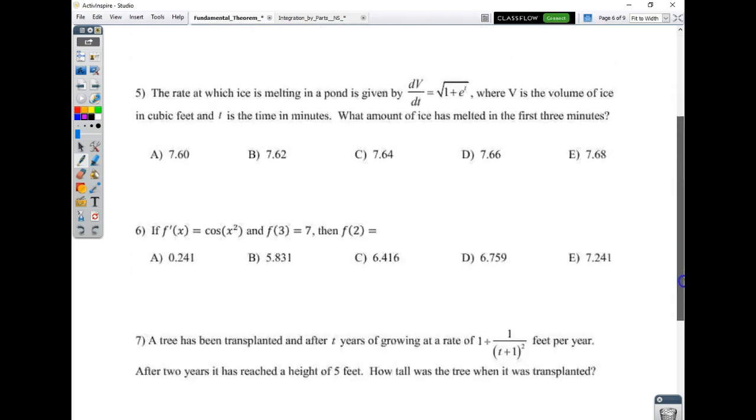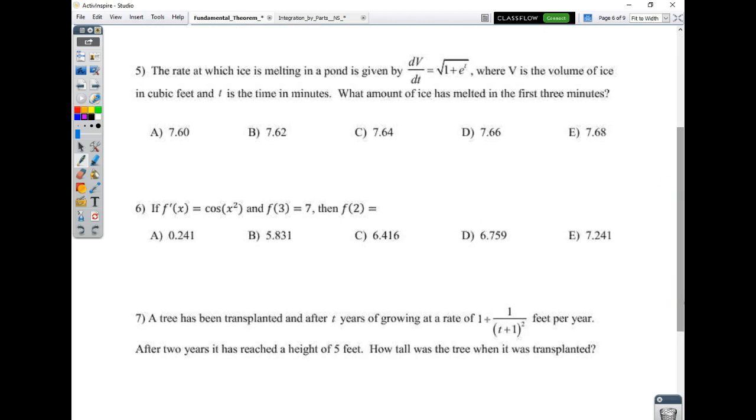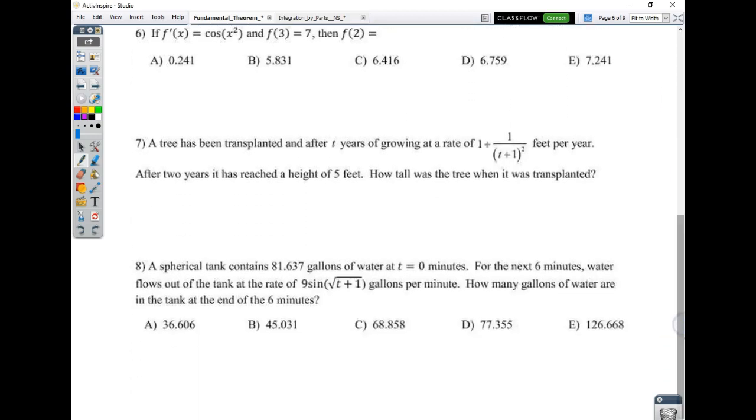If I look at, do I have any other good ones? Let me see. No, I think I like 7, so let's go ahead and look at 7 and 8. I'm going to leave 5 and 6. 6 is pretty much like the problems we did today on Monday. So let's take a look at 7 here.